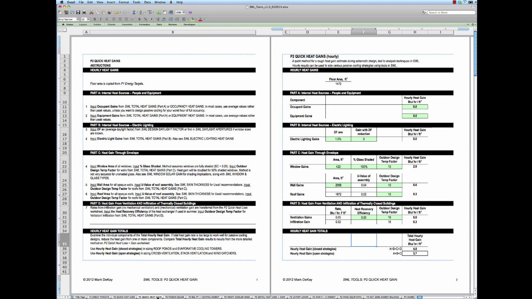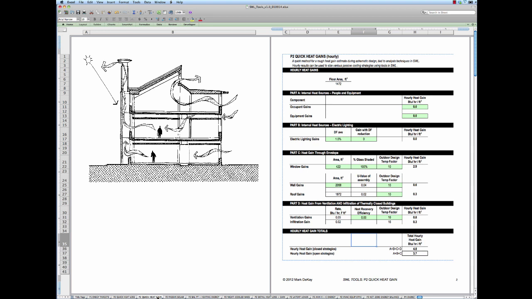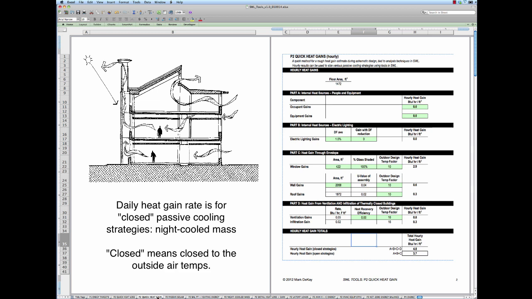That's one of the prerequisites for doing any passive cooling system design: first we have to establish how much heat the building is gaining and therefore how much needs to be cooled. There are two main parts to the quick heat gain: an hourly rate of calculation and a daily rate. The hourly heat gain is used to size passive cooling systems such as cross ventilation, stack ventilation rooms, and evaporative cooling towers, which are all thermally open strategies and work without mass. The daily heat gain rate is used for night-cooled mass, where the heat has to be stored in the mass throughout the day and cooled by ventilation at night.